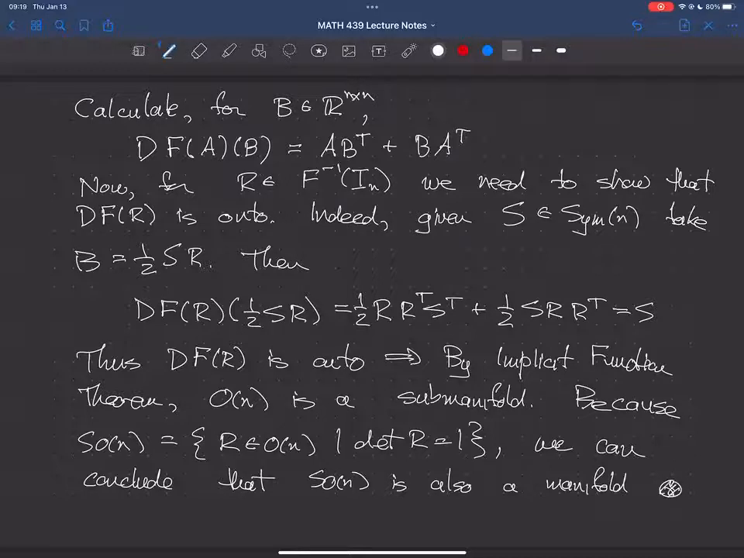All right, so that's nice because as we've seen, ON and SON are important to us because they arise as the set of configurations, the set of rotations of a rigid body fixed at a point.